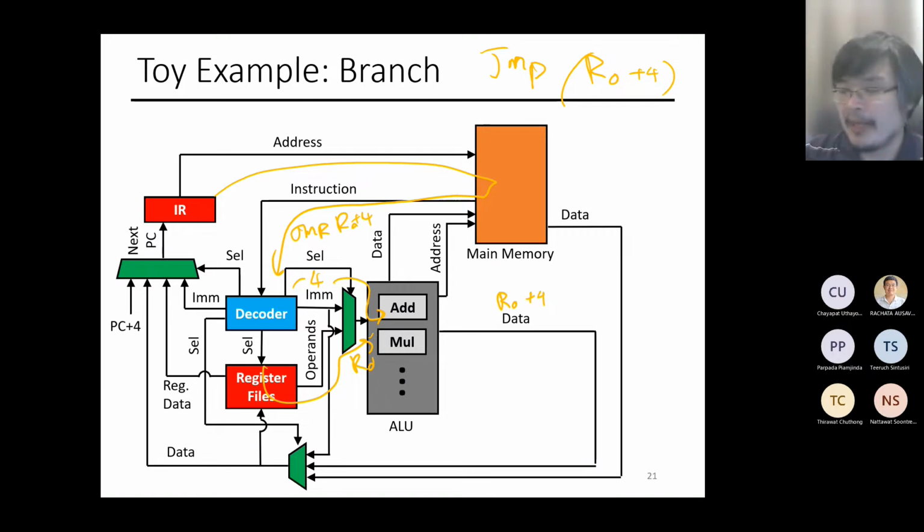Do I forward it back to the register file or do I do something with my R0 plus 4? What do I do here? I have the result. What do I do? This? Right. Oh, sorry. I know that you opened that. Yeah, go ahead. Sorry.